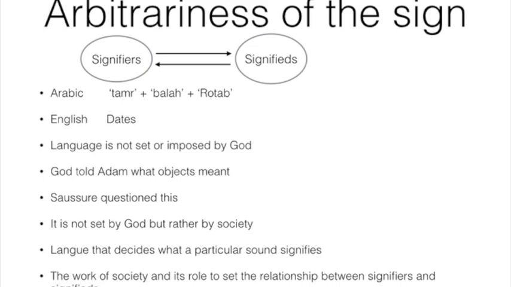And here there is an example. In the Arab world, especially in the Gulf, we have the word tamr. For this concept, we have different words: tamr, balah, rotab, etc. But in English, you have only one word. So this is just to show you that there is a relationship between society and signifier and signified. The signifier and signified in English is different from Arabic. Why? Because of the context, because of the society, etc. This is what we mean by signifier and signified.